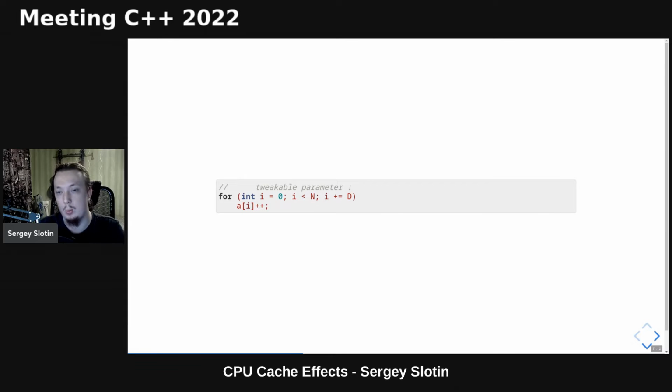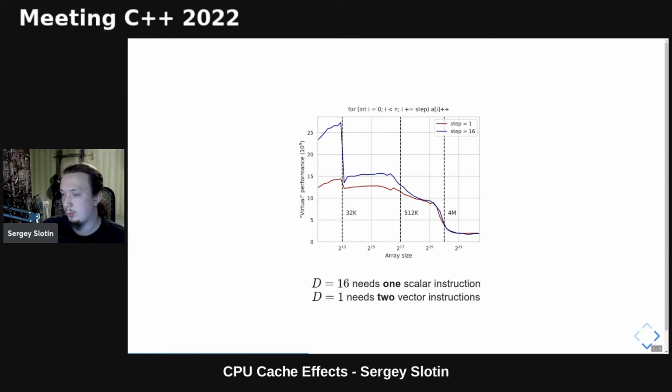So to demonstrate this, we add a step parameter to our incrementing loop, this d here. Now we only touch every dth element while iterating and incrementing the elements of the array. If we run it with d equals 1 and d equals 16, we can observe something interesting. When the array fits into the L1 cache, the strided version completes faster, although not 15 times, but just 2 times as fast. This is because it only needs to do half the work. It only executes a single instruction for every 16th element, while the original loop needed two 8-element vector instructions to process the same block of 16 elements.